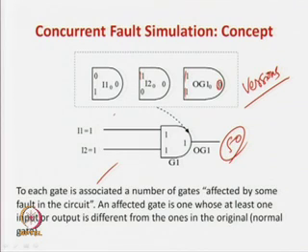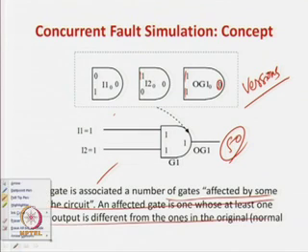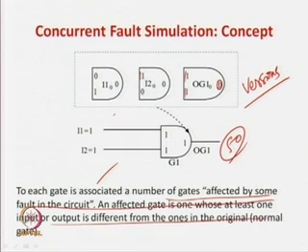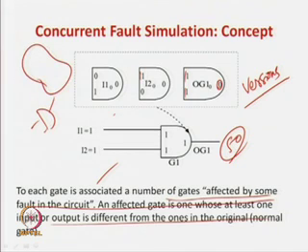So, for each gate you attach the gates in the circuit which are affected by some fault. Each gate is associated with a number of gate versions affected by faults in the circuit. So, to each gate you have to attach a bubble. This bubble will comprise all other versions of the same gate with different faults in the circuit. So, if there are some 30 faults which affect this gate, then your bubble will have those 30 faulty gates in the list.